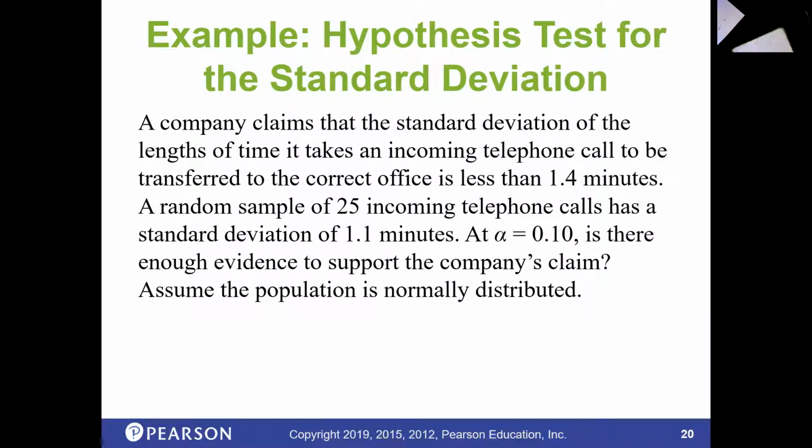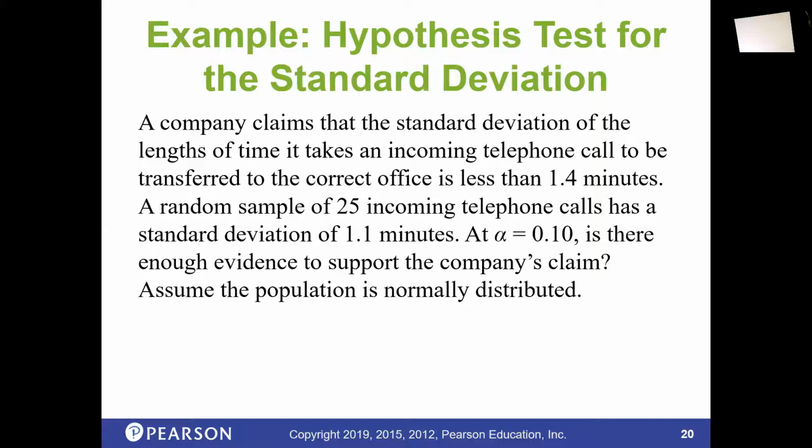Okay, let's try a different problem. So let's use standard deviation this time, which is going to be very similar. So what's going on this time? A company claims the standard deviation of the length of time it takes for incoming calls to be transferred is less than 1.4 minutes. A random sample of 25 incoming calls has a standard deviation of 1.1 minutes. At the 0.1 level, is there enough evidence to support the company's claim?